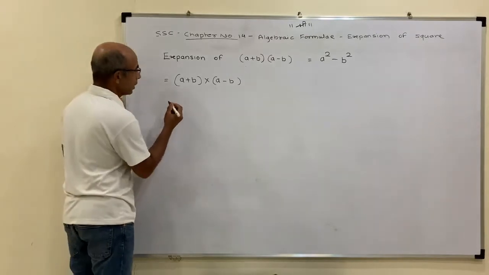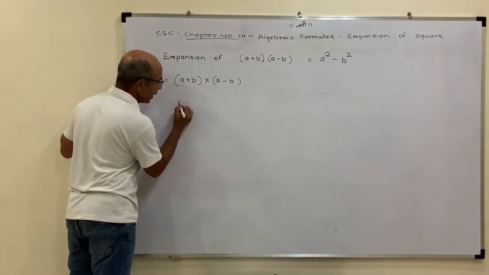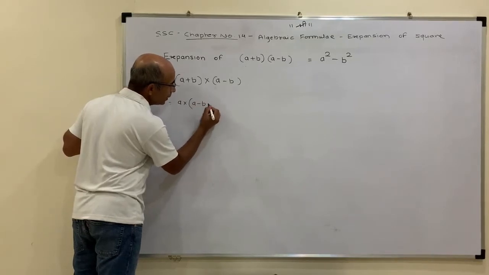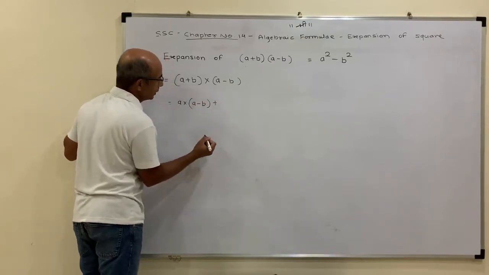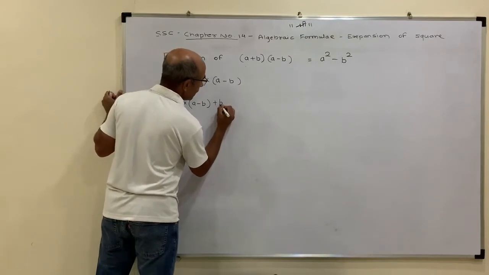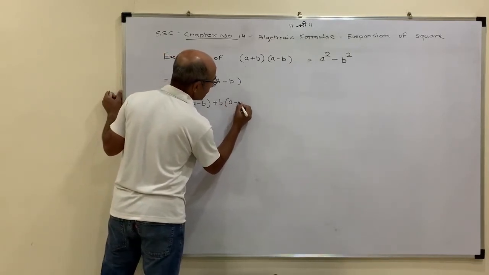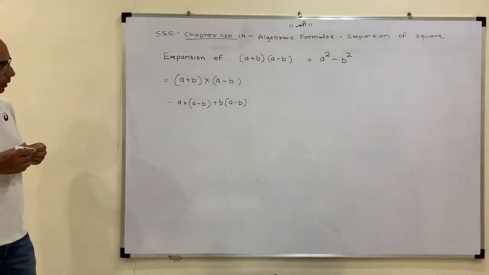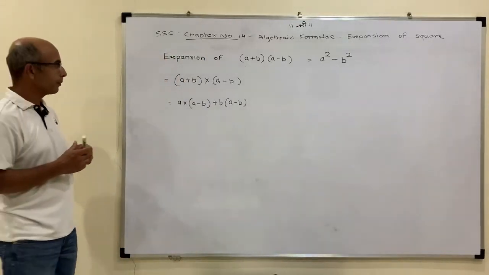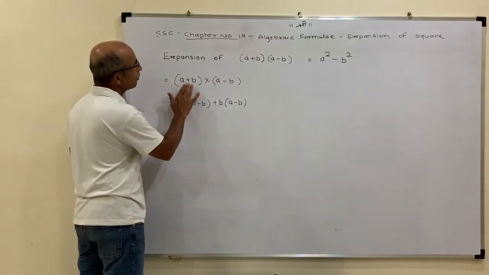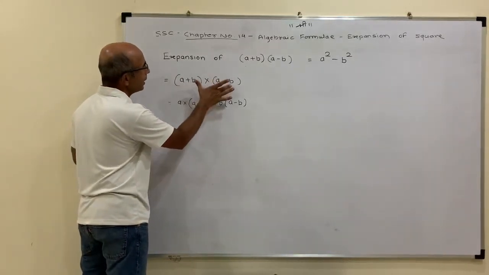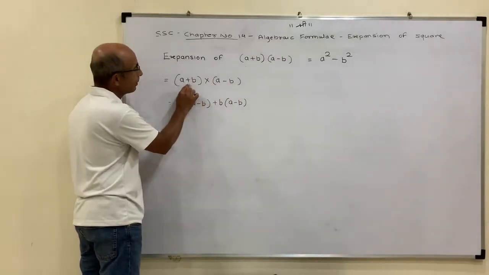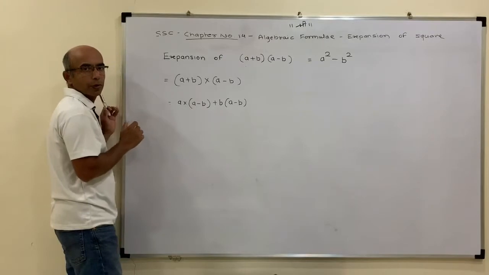So now this comes out to be a into (a minus b) plus b into (a minus b). This is the associative formula. So now what I am doing, I am multiplying a and then b with (a minus b), since this plus sign appears over here.